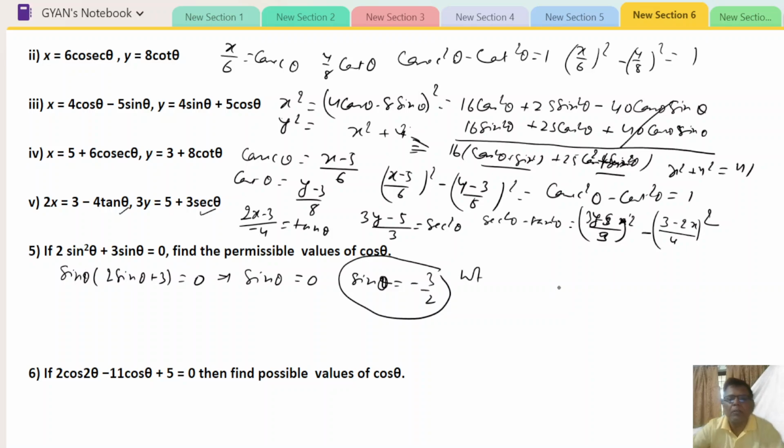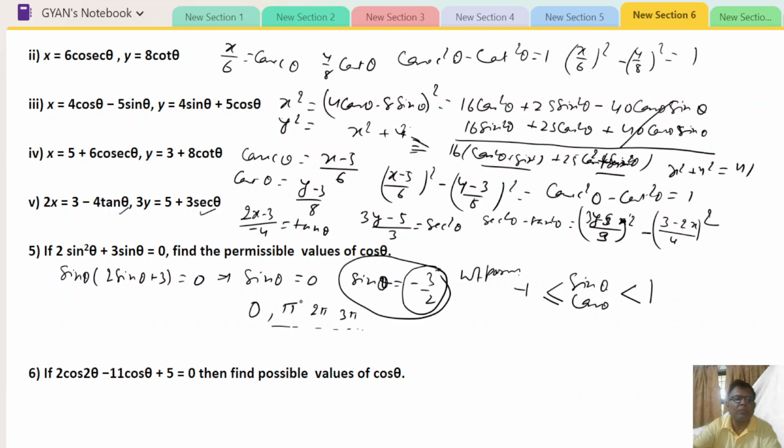Why not possible? Because sin theta and cos theta are always between minus 1 and 1. So minus 3 by 2 is not between minus 1 and 1, it is beyond that, so this is not possible. So the only answer is theta equal to 0, or pi, or 2 pi, or 3 pi. So many answers will be there.